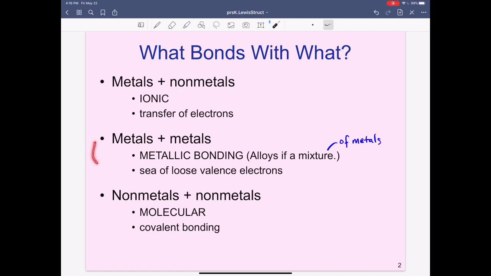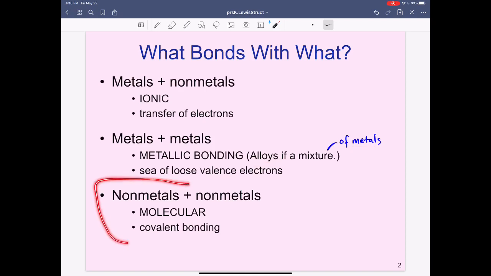Then we moved on for a short time to metals bonding with metals, since most metals are solid. Clearly there's something holding them together. We talked about the sea of loose valence electrons surrounding each nucleus and the inner core of electrons, and then the valence electrons surrounding. Alloys are made of metals doing the same thing.